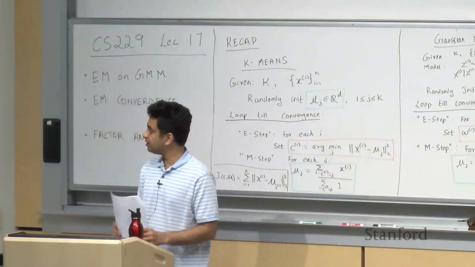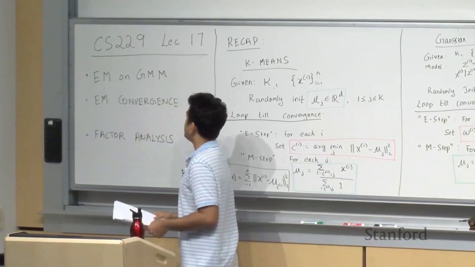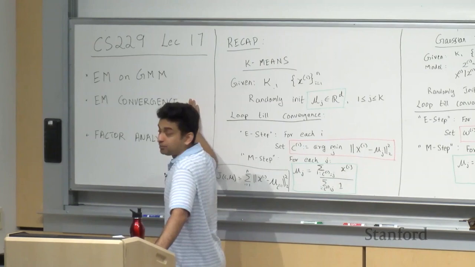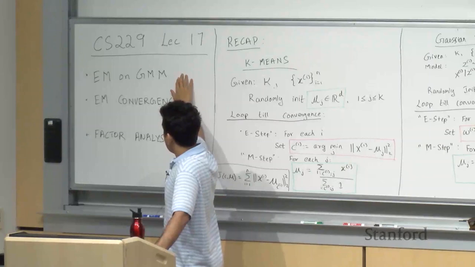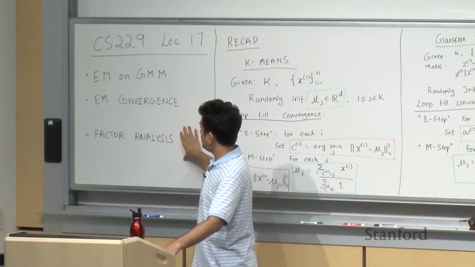Right. Welcome back, everyone. So this is lecture 17 of CS229. The topics for today will be to finish the expectation maximization algorithm. We'll prove the convergence of the expectation maximization algorithm, and then we'll apply it to the Gaussian mixture model that we saw in the last class. And then we'll move on to a new model called factor analysis, and solve factor analysis again using expectation maximization. So that's the plan for today.